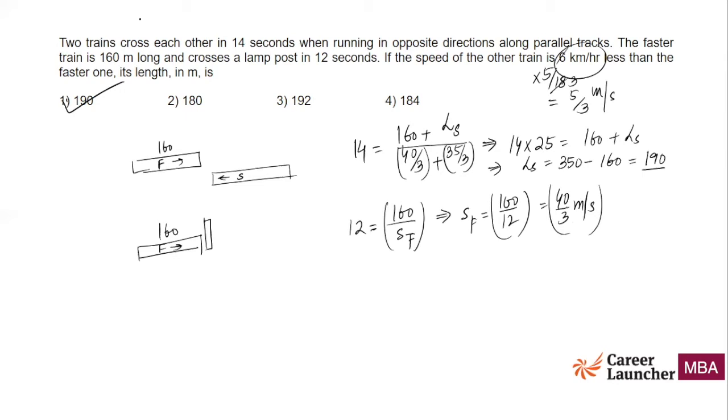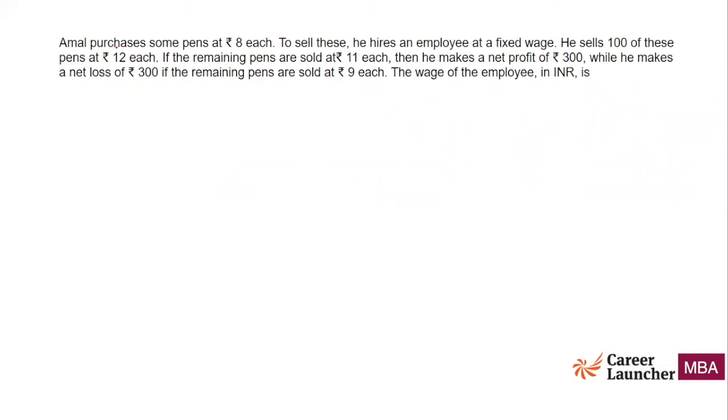Right. So direct formula based question. Nothing to ponder about. So Amal purchases some pens at rupees 8 each. To sell these, he hires an employee at a fixed wage. He sells 100 of these pens at rupees 12 each. If the remaining pens are sold at rupees 11 each, then he makes a net profit of rupees 300, while he makes a net loss of 300 if the remaining pens are sold at rupees 9 each. The wage of the employee in Indian rupees is, okay.